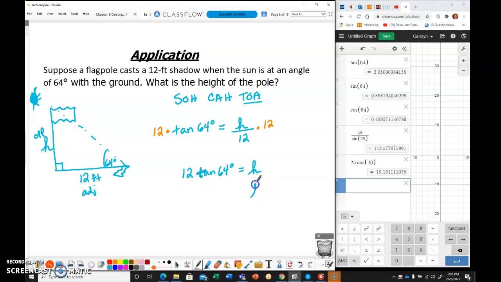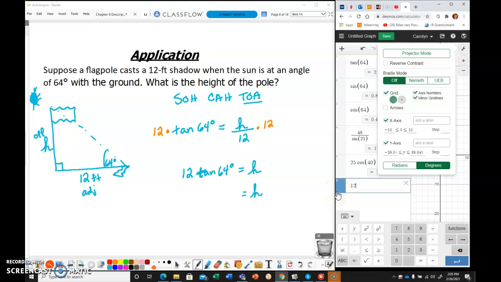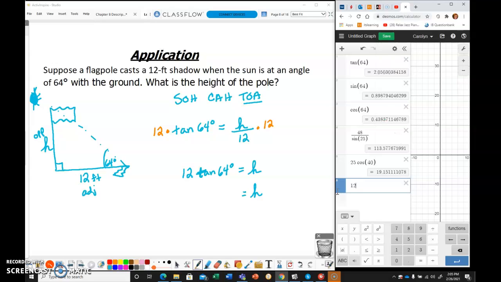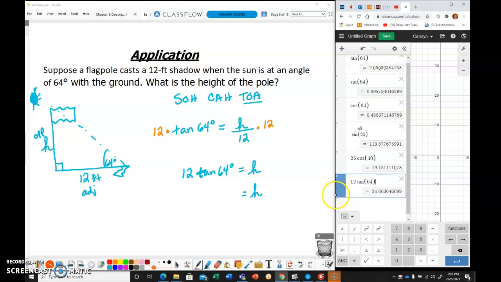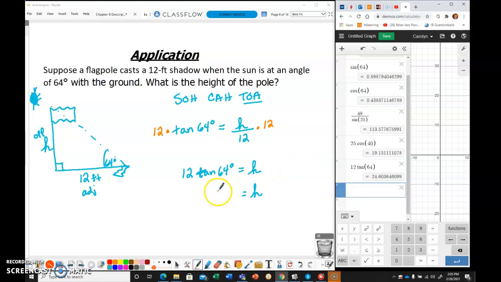Well, that's just a matter of typing it in the calculator now. So I say 12, and this is the same calculator I was using in the last video, so I already know my settings are for degrees. I only have to do that once when I have the calculator open. So 12 times the tangent, I go under functions and find tangent of 64 degrees. And I get that that side is, it doesn't tell me what to round to up here, so I'm just going to pick, let's say 24.6, and my units are feet.